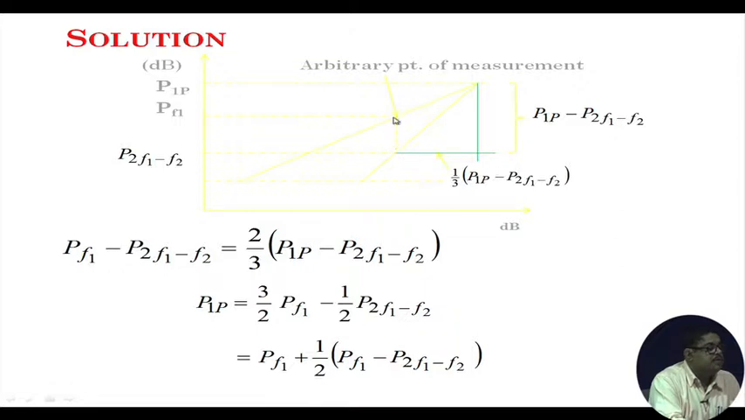Now, I know the difference between these two, and from the slope I can relate, because I know that this is of slope 3 and this is of slope 1. So, I can find out this point. Basically, I need to find out this point. So, that point is POIP minus P2F1 minus F2, and this point is 1/3 like this. So, the simple mathematics will show you that POIP is nothing but Pf1 plus half of the difference between Pf1 and P2F1 minus F2.